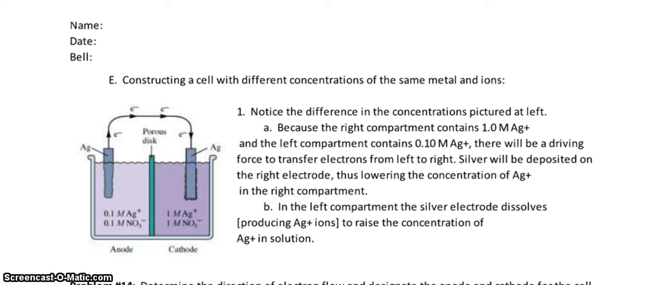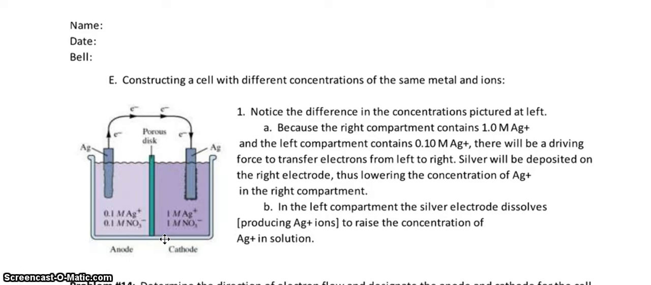So let's see what happens if we construct a cell with different concentrations of the same metal and ions. What's the only difference here? Well, on the left-hand side, I have 0.1 molar of my silver nitrate, and over here I have 1 molar of my silver nitrate. Now let's think what's going to happen. When we achieve equilibrium, what is going to happen to our concentrations? Well, as a matter of fact, the concentrations will equal each other. If they're equal to each other, that's when we achieve equilibrium.